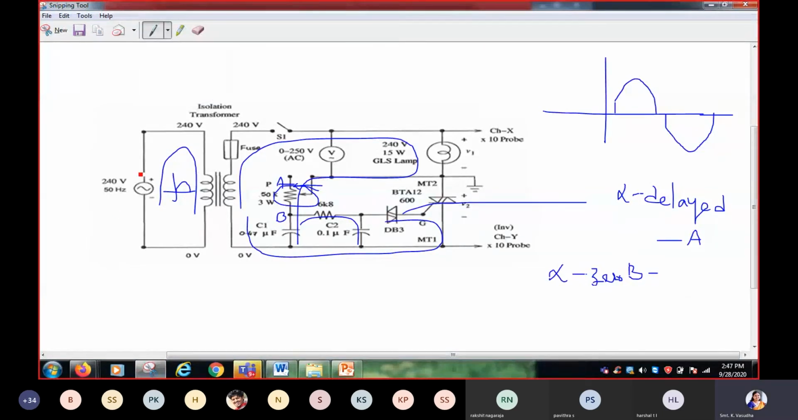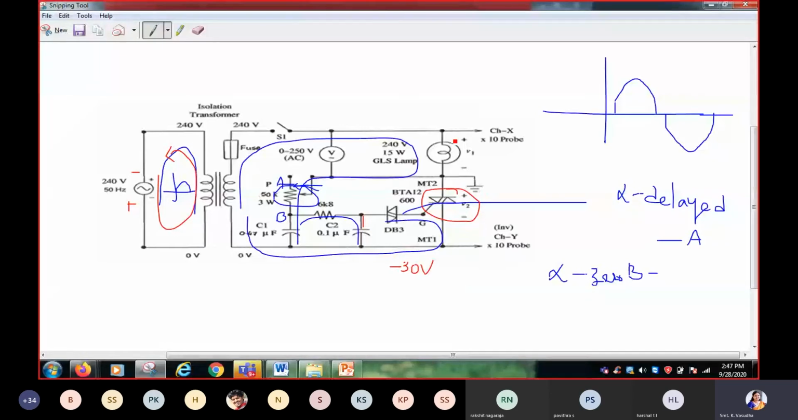Now, during the negative half cycle, here minus will be there, here plus will be there. So current takes this path. In this case, the charged capacitor will discharge and the current takes the reverse direction. Current starts to flow when the capacitor voltage goes below minus 30 volts. Then the diac comes into conduction, the current takes the reverse direction, and the triac comes into conduction.